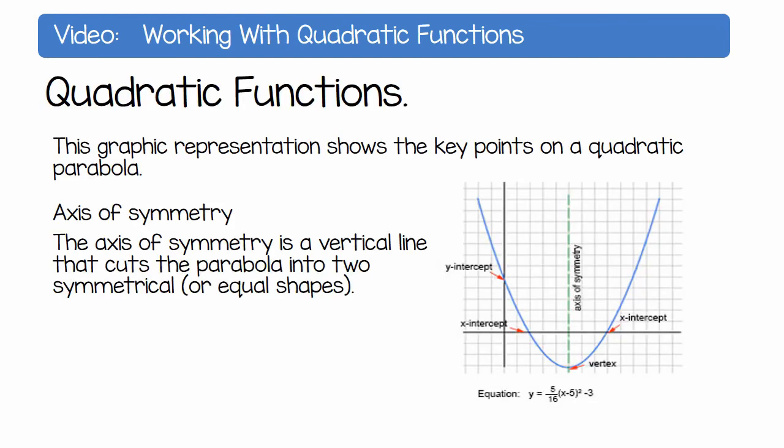The axis of symmetry. The axis of symmetry is the vertical line shown by a dotted green line in our diagram that divides or cuts the parabola into 2 symmetrical or equal shapes. This line passes through the vertex.